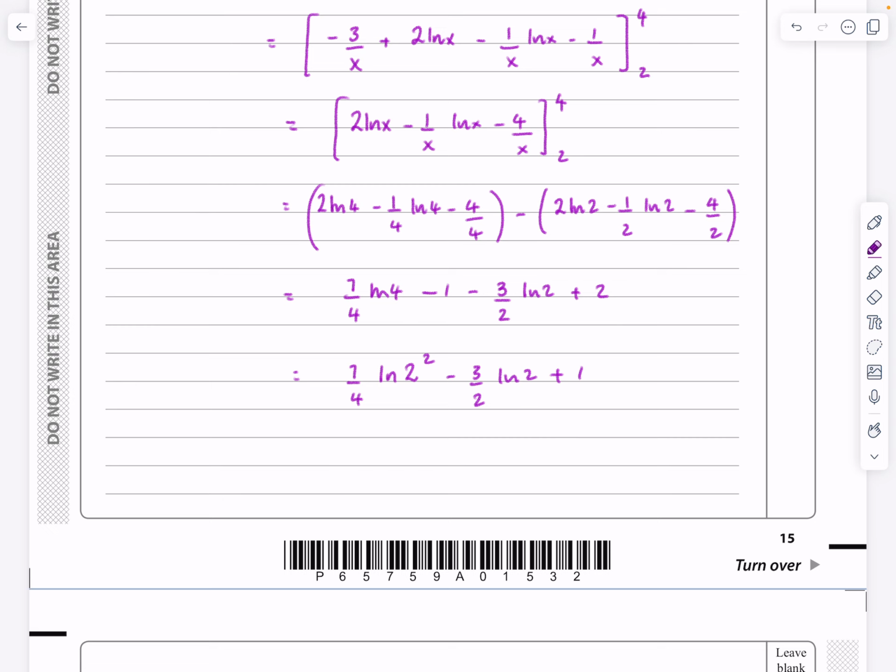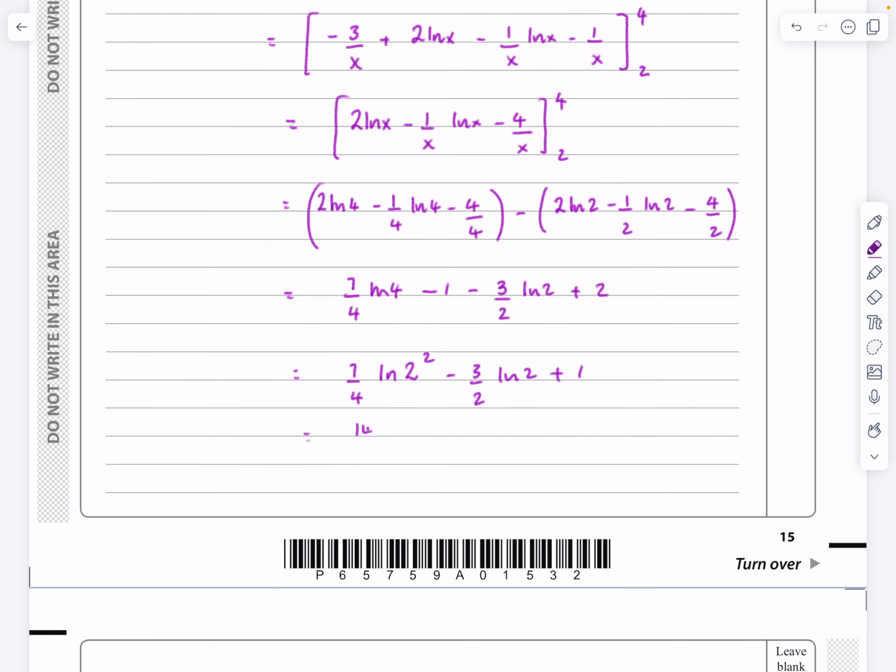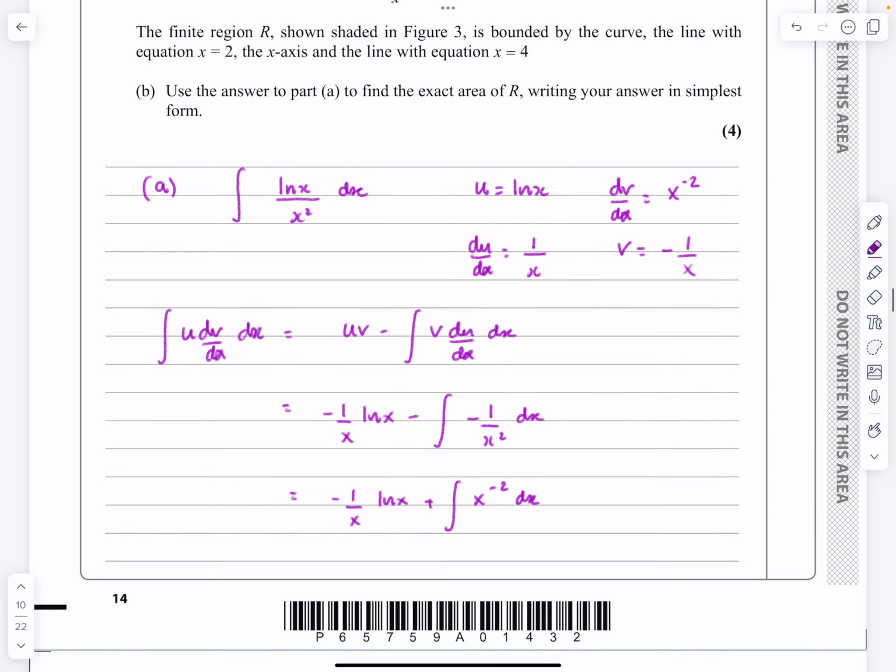And the whole point about doing that now is that I've got 14 over 4 log 2, because I can bring that power down and make it a multiple. So I've got 14 over 4 log 2 minus 3 over 2 log 2 plus 1. And then 14 over 4 is 7 over 2 minus 3. Anyway, it works out to be 2 log 2 plus 1 here.